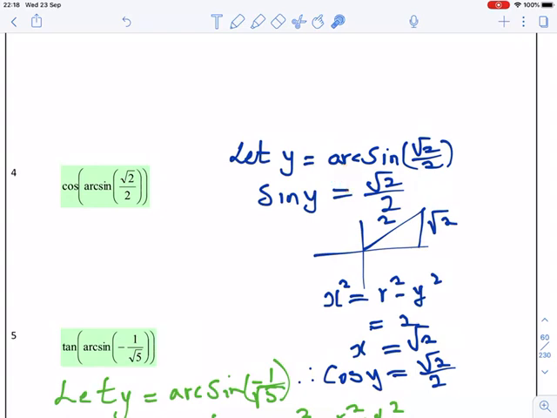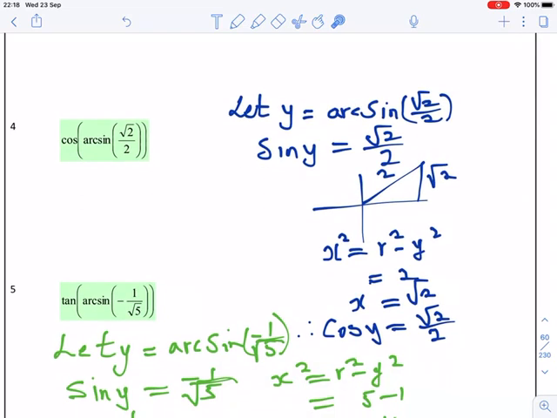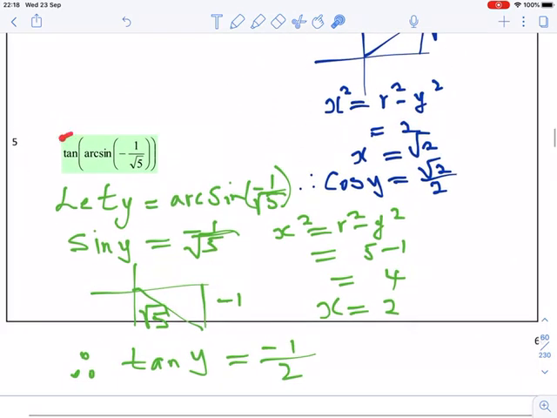Well, this is positive, so the drawing must be in the first quadrant. And then it's y over r, so work out your x with Pythagoras, and we see it's square root 2. Now what do they ask? They ask the cos. So just write down the cos out of your drawing. The cos will be the x over the r, so it's square root 2 over 2. That's the final answer.